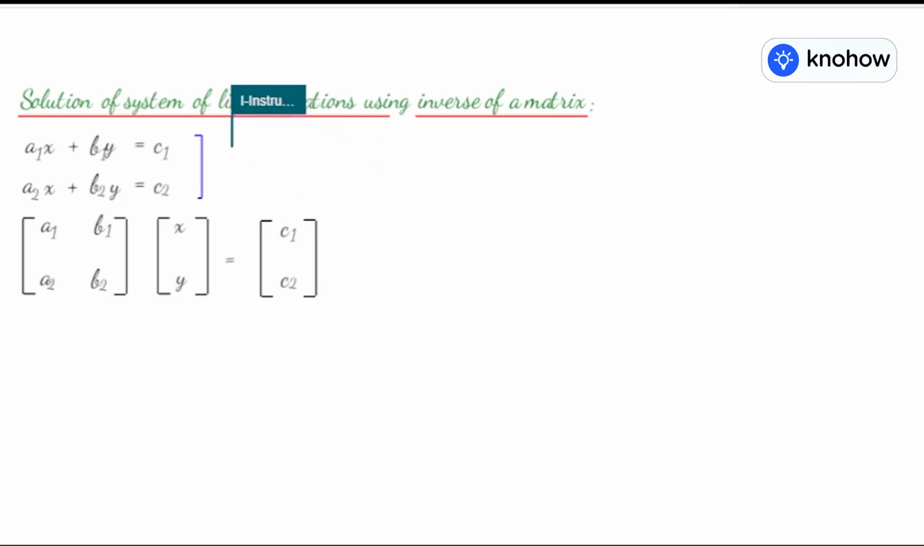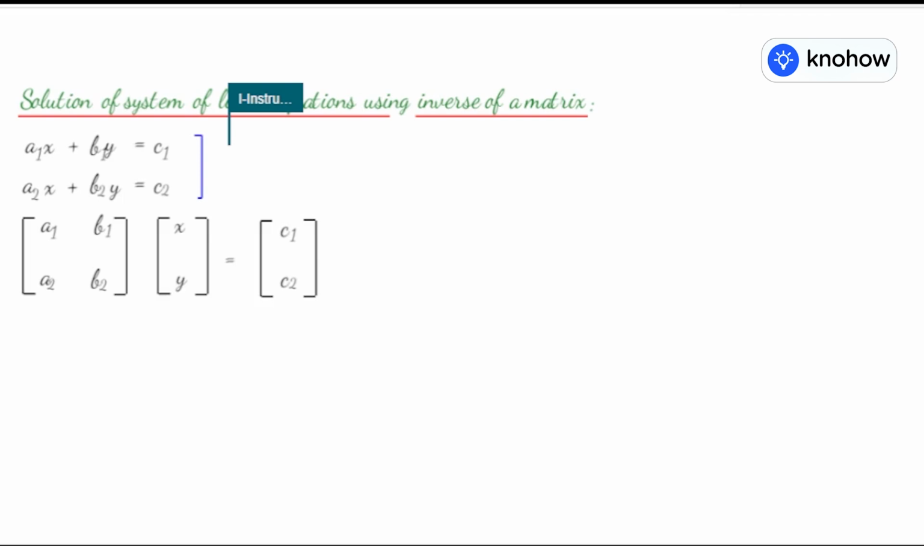Both the informations should be the same. How do you multiply row to column? It will be a1x plus b1y equal to c1, and then you multiply with the second row, you will get a2x plus b2y equal to c2. So yes, the given system of linear equations, when written in this matrix form, is exactly the same.